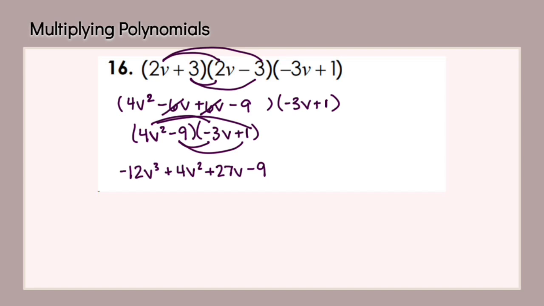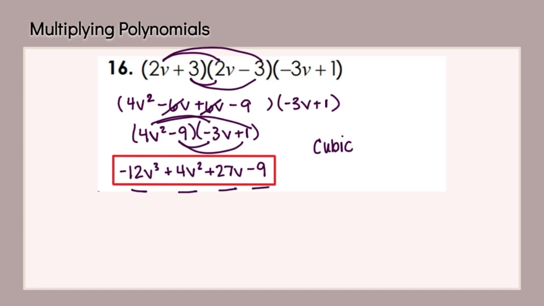Now I notice there are no like terms, and my exponents are descending, so that means that we are in standard form. So this is my final polynomial, however, I need to classify it. So the highest degree, the highest exponent is 3, so this is cubic. And there are 1, 2, 3, 4 terms. So this is a cubic polynomial.